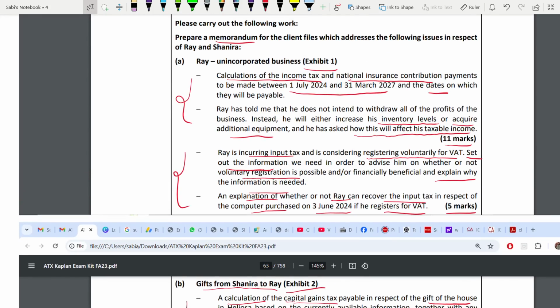I have not copy pasted the examiner's report for you here. Okay, but some key answer tips I would like to tell on the first one, part A. How are you going to approach this?